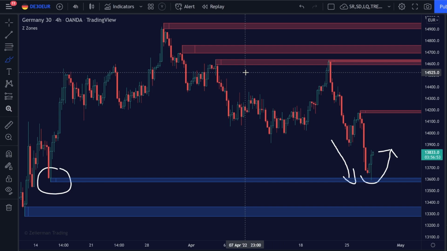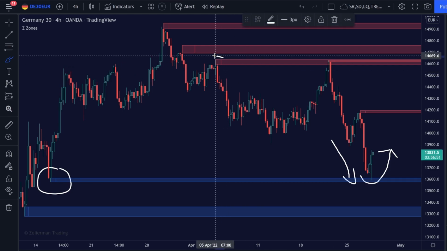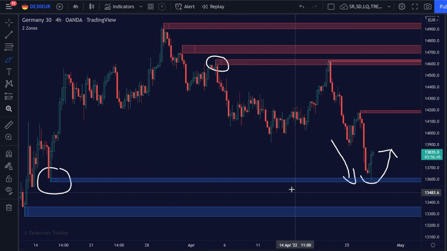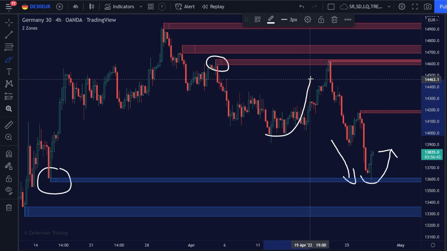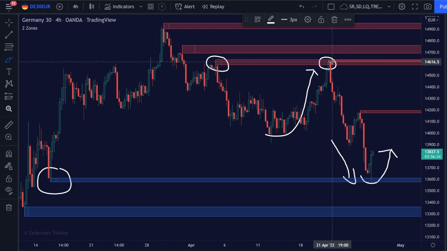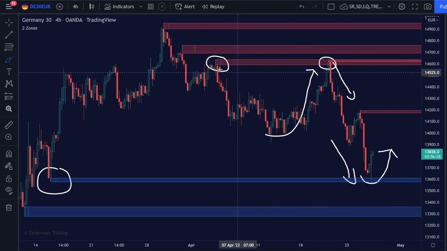Another example, the resistance zones. We can see that a resistance zone was created in this area, and once the price came back up to this zone and retested this area, we can see how accurately the price just bounces off immediately and falls. So this is another example of how the resistance zones work.